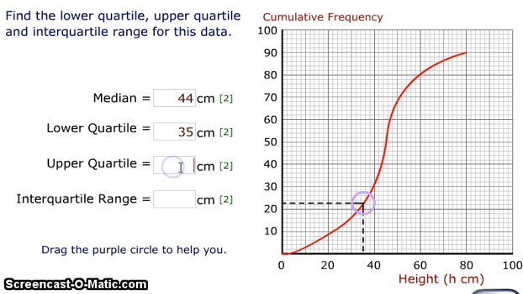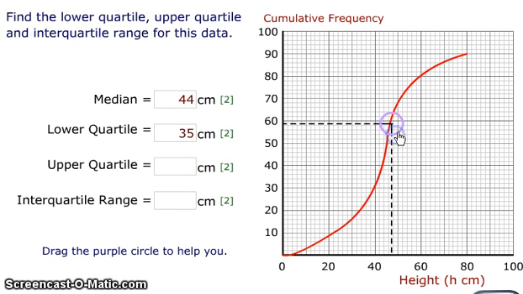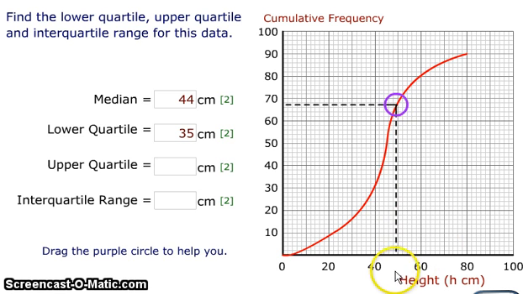And the upper quartile is 3/4 of 90. So 67.5. So we have 60 here, 62, 64, 66, 67.5 is somewhere there. And then we read across. So in this case we have 40, that's about 50. So I would say 50 for the upper quartile. Now the interquartile range is the difference between the lower quartile and the upper. So if we take 35 from 50, that gives us 15.